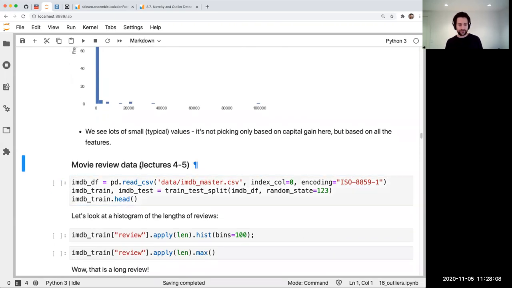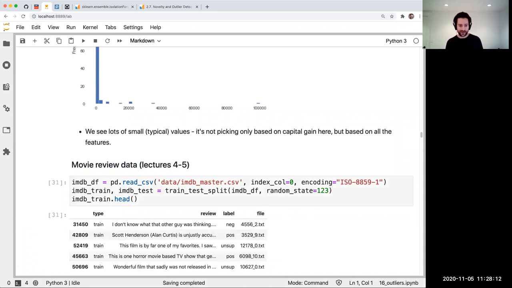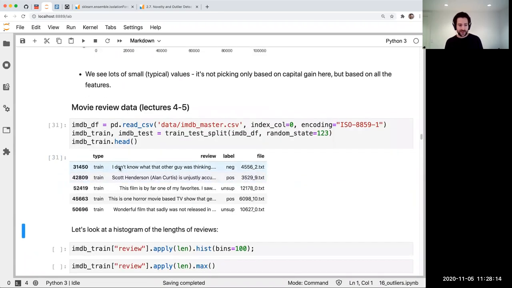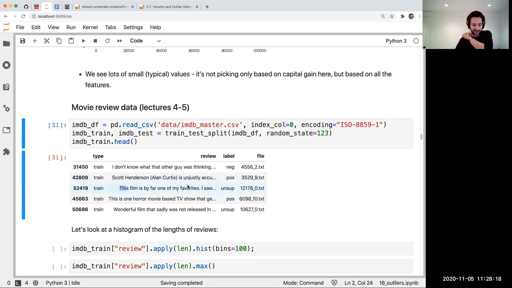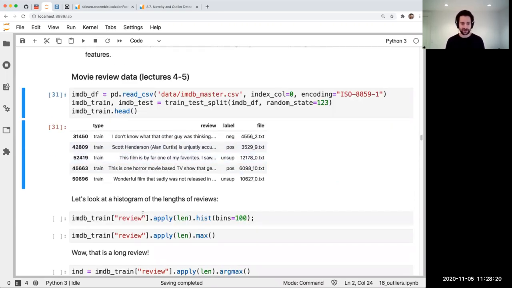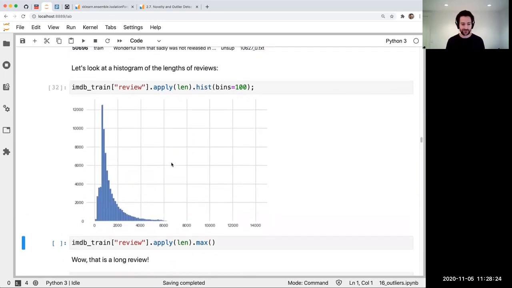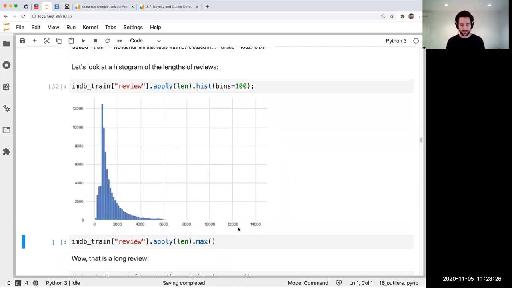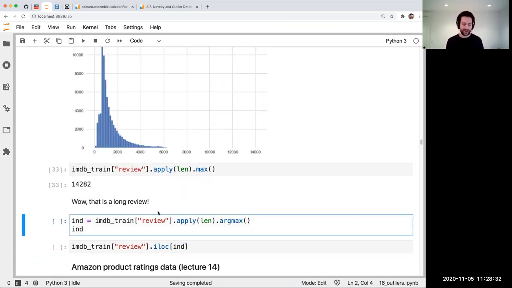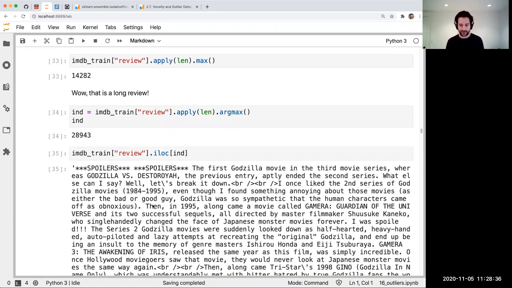So here's a movie review data set, if you remember that from lectures 4 and 5. So here are these movie reviews. I mean, it's hard to say what an outlier is for text. So the one thing I thought about is, well, we could at least look at the length of the reviews if we wanted to have some fun with this. And it seems like there's some pretty long review in here. So there's a 14,000 character movie review. And I just thought it'd be fun to print this out. Here it is.